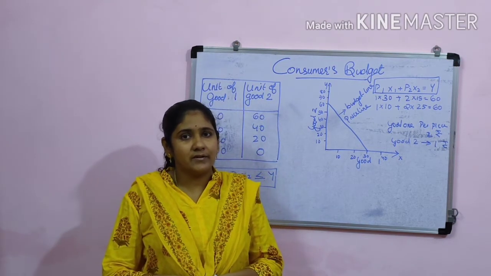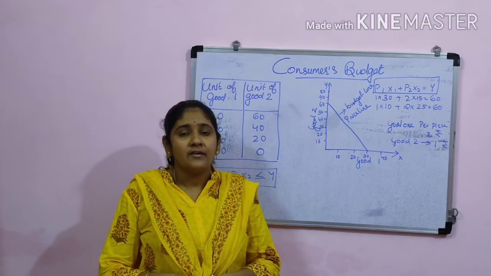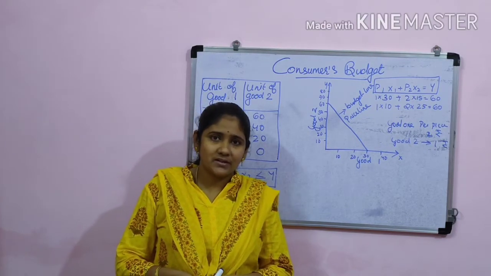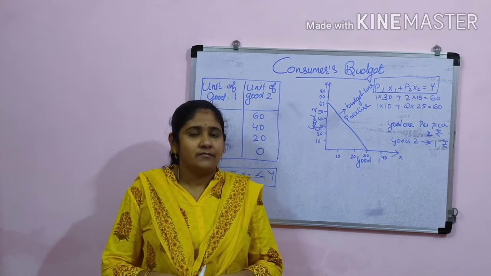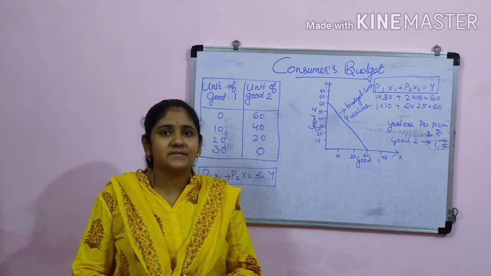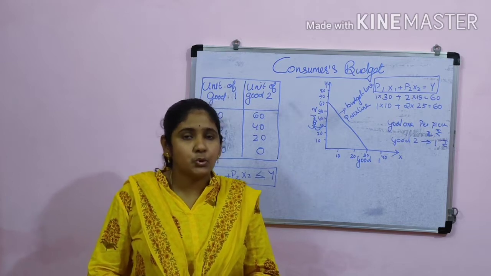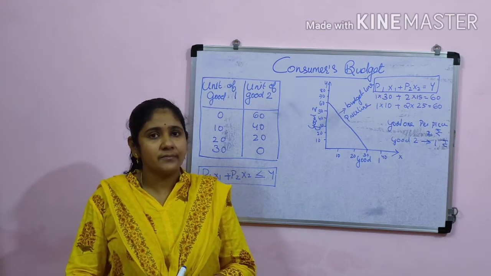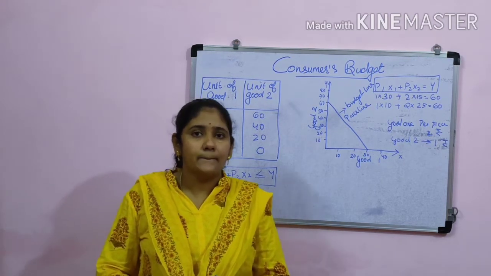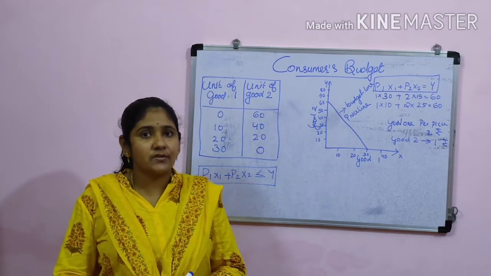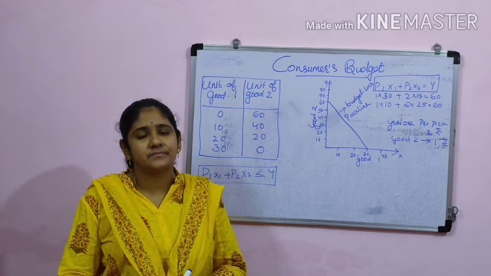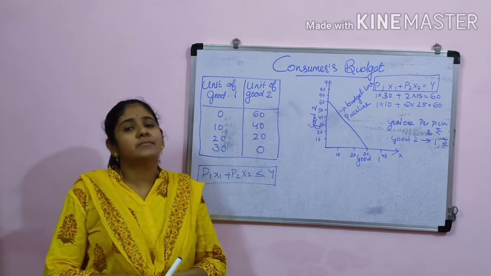Today in our online class, we are discussing the topic consumer's budget. When we discuss consumer's budget, the two important points are, one is a budget set and another one is a budget line, otherwise price line. What is meant by this budget set?